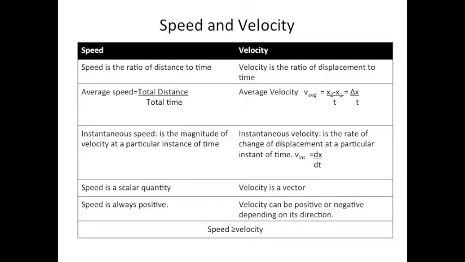In other chapters. So now speed. Speed is a scalar quantity. It has no direction. Velocity, it's a vector.